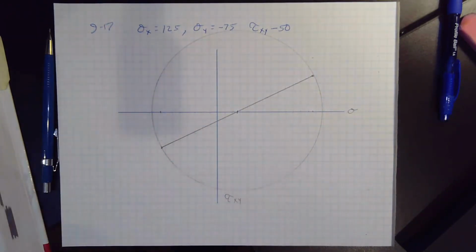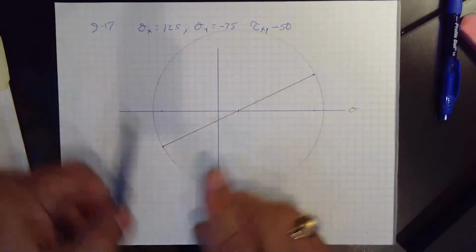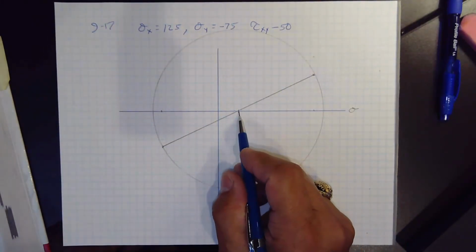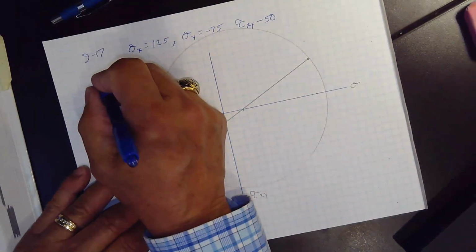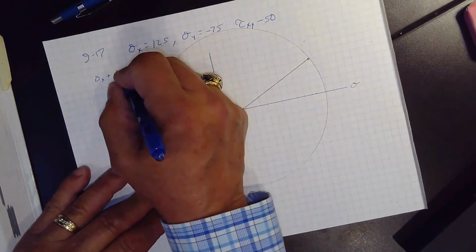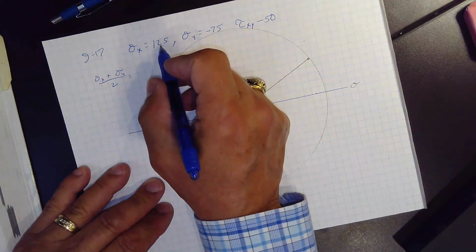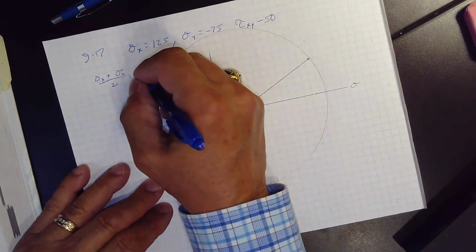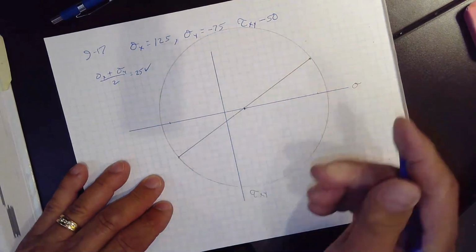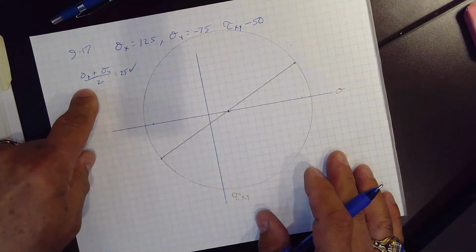So we didn't need to do any math. We just had to plot these 2 points. So the center, I read the center as 25. Well, let's see what the center comes out to. So the center is going to be sigma x plus sigma y over 2, right? So that's equal to 125 minus 75, which is 50, over 2 is 25. Guess what? 25, it worked. Very exciting. And I didn't need to do the math.